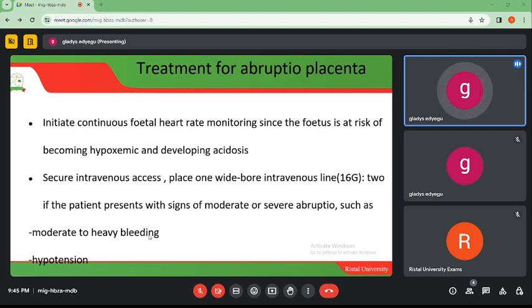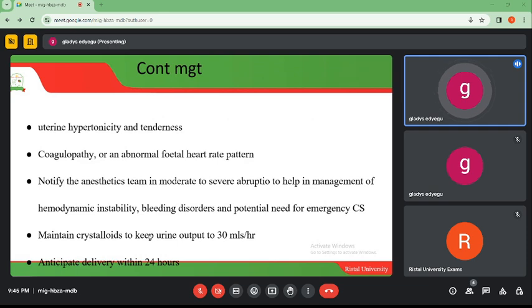So if the patient presents with signs of moderate or severe abruptio, such as moderate to heavy bleeding, and the mother is presenting with low BP and high pulse, then you should know that this mother can easily get into shock, and you may not be able to find blood vessels to access the intravenous lines. So you should make sure that you put them in immediately when this mother comes, before she gets into hypotension and shock. Then uterine hypertonicity and tenderness can be seen. So you need to make sure that you reduce this, you minimize it, so that you can avoid more complications.